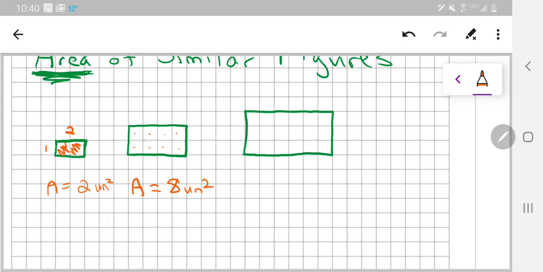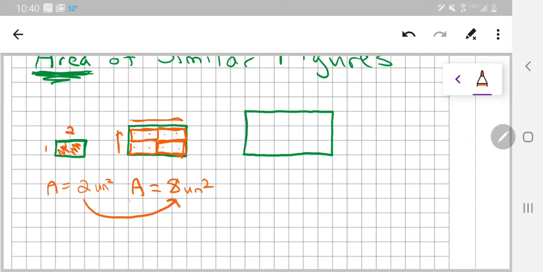So what we'll see here is that it's actually, right, two more of those original blocks fit along this side length, and then 2 more fit along this side length here, right? So then it's kind of like 2 times 2, and that gives us, it's actually 4 times bigger, right?